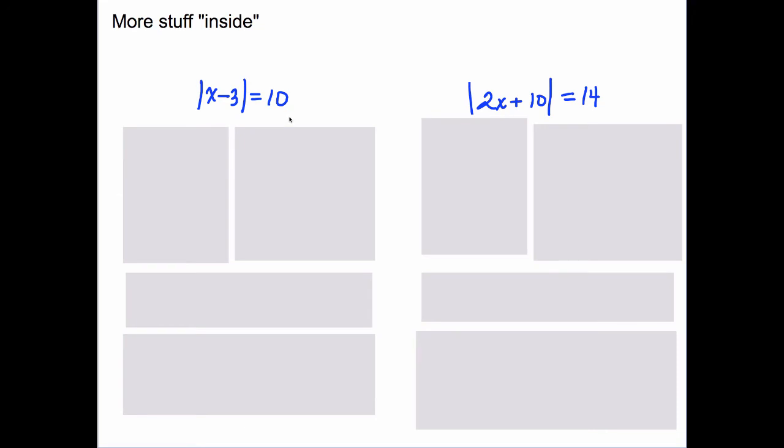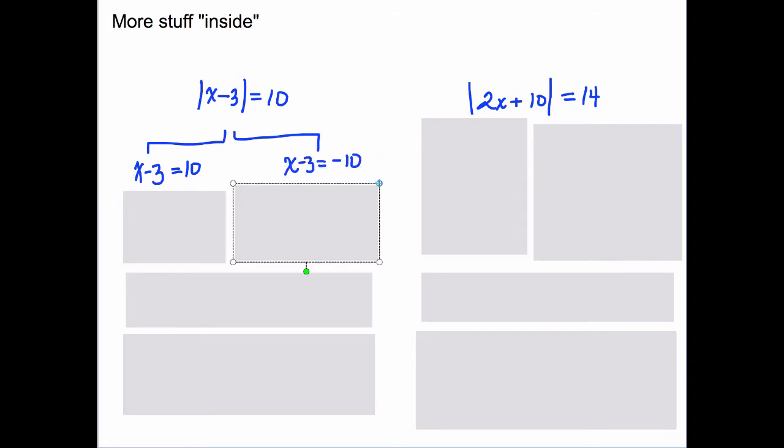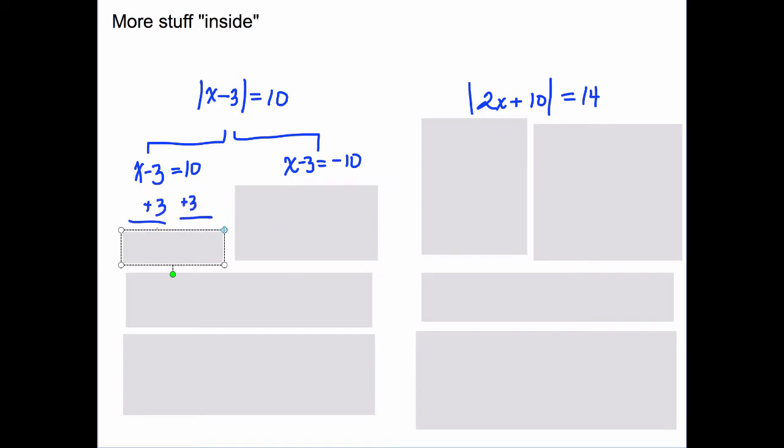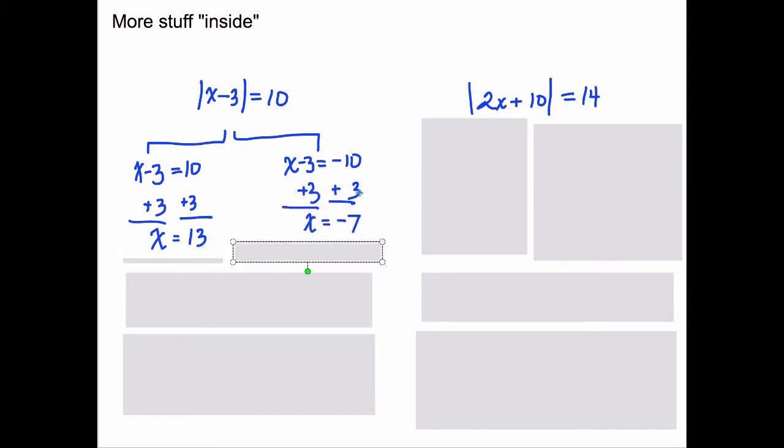All right, now we're going to take a look at what happens when we have something inside the absolute value. Just as we did before, we're going to split this problem into two problems. One of them is going to be that x minus 3 equals 10, and then we're going to look at x minus 3 equals -10. Now these are fairly easy to solve, so I won't go through all the steps. Just add 3 to each side and you get x equals 13. Add 3 to each side and you get x equals -7.